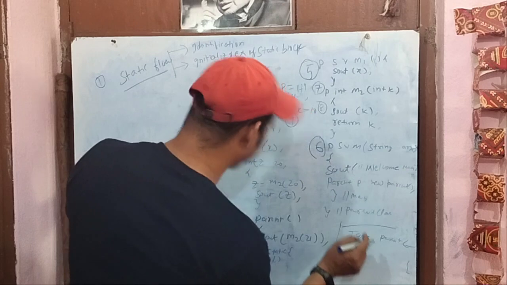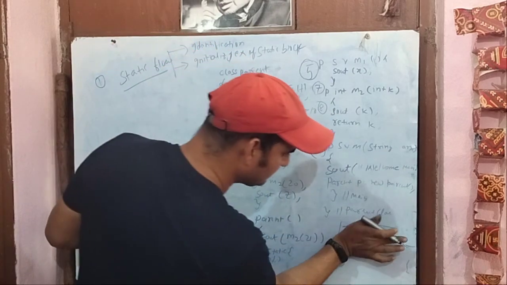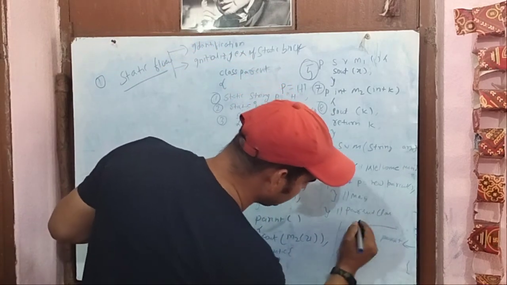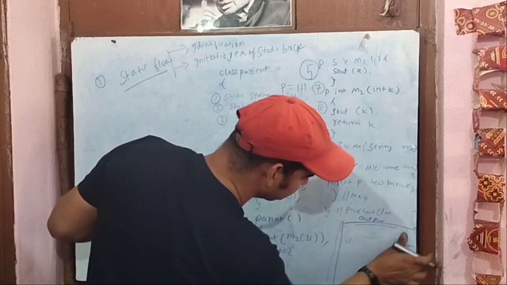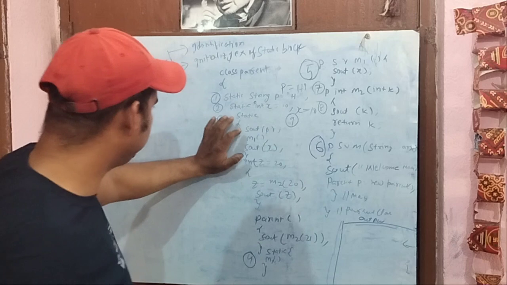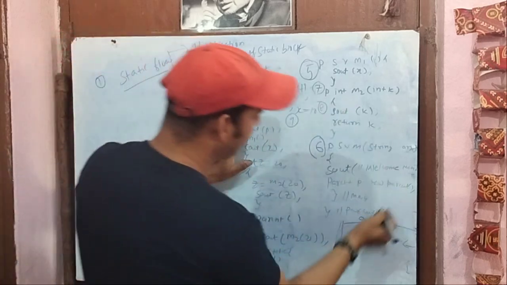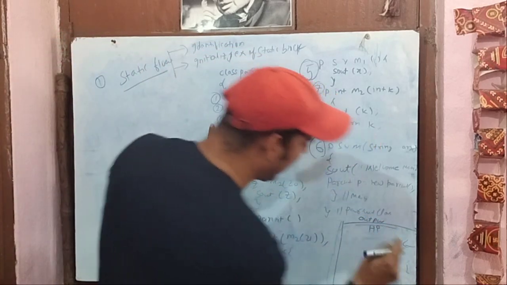So let's suppose I will write the output here only. Output. I hope it is visible to you all. In the static block, System.out.println of p. So p is what? "high". So high will be printed. Okay, high will be printed.